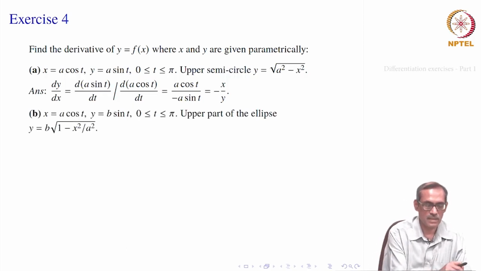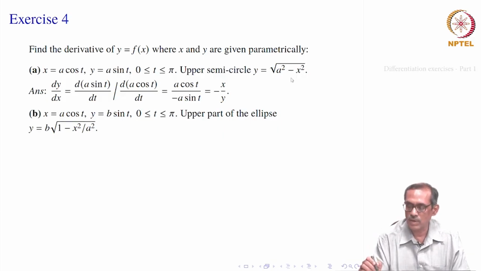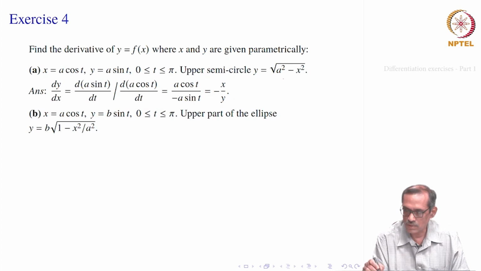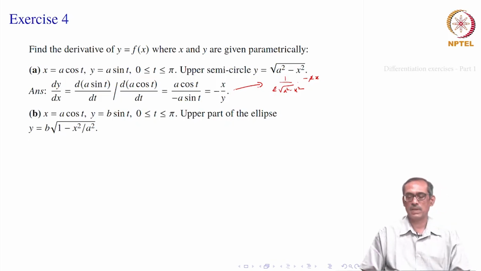Or if you do it directly also, you can get the same answer, y equal to square root of a square minus x square. So, dy by dx will be the derivative of the square root with respect to that factor first. So, that will give you 1 divided by 2 square root a square minus x square times the derivative of a square minus x square with respect to x. So, that would give minus 2x. So, these 2 cancel, and you get minus x divided by square root of a square minus x square, which is same as minus x divided by y.